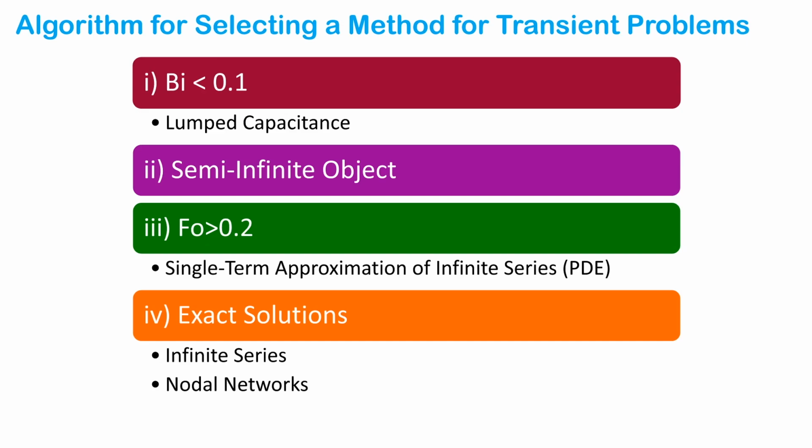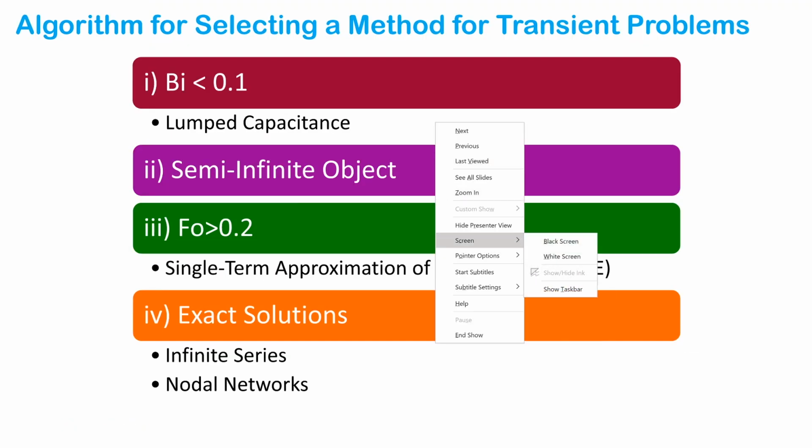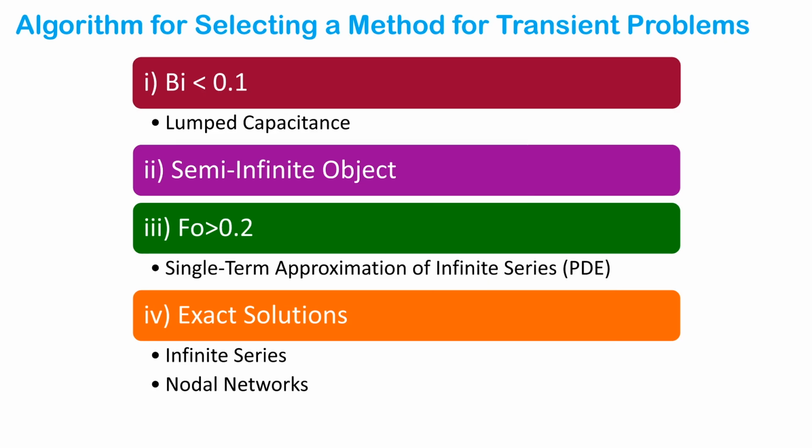So ideally the simplest solution is the lump capacitance method. First, based on the geometry that is given to you, you calculate the Biot number. And if the Biot number is less than 0.1, you go with the lump capacitance method. This is the easiest method, and we have solved multiple examples on this one. So that is number one choice.